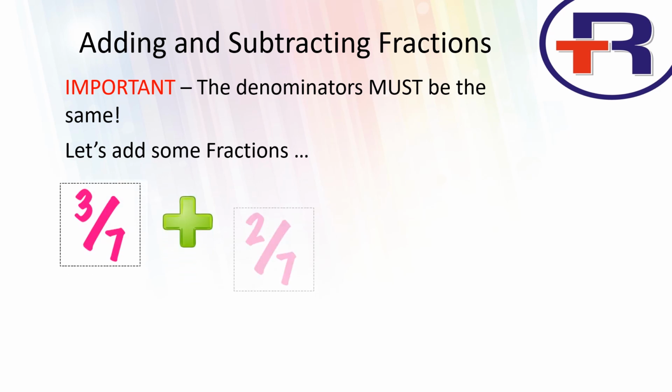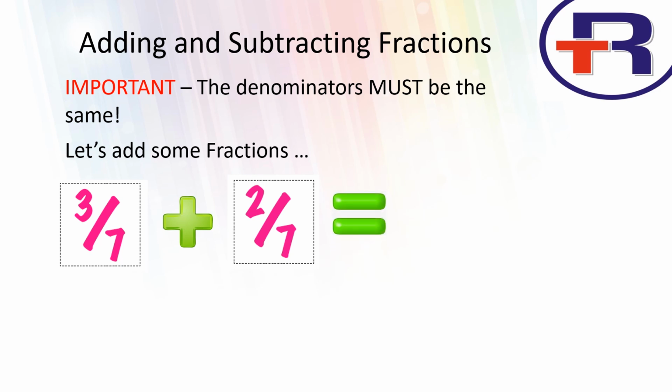3/7 plus 2/7. This is quite a straightforward one because the bottom numbers, the denominators, are both 7. So this makes it easy to carry out. All we do for this one, we remember that the bottom number, the denominator, must stay the same. In this instance it is the same, so the answer goes over 7.